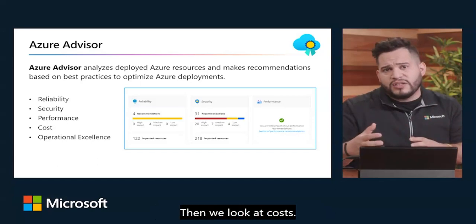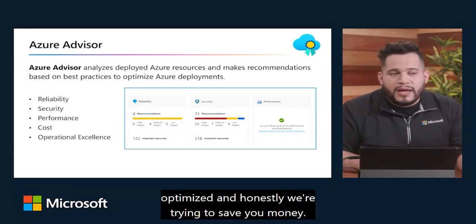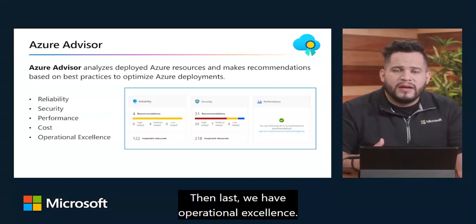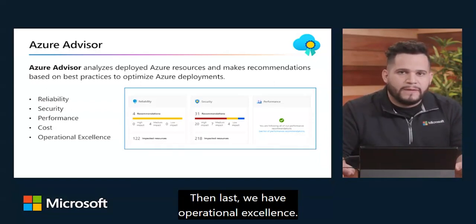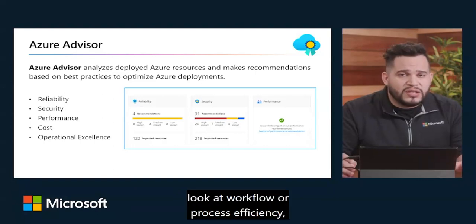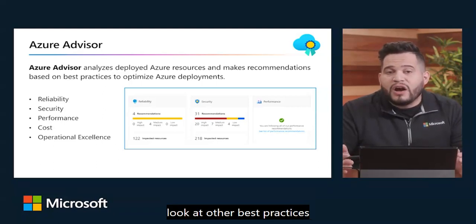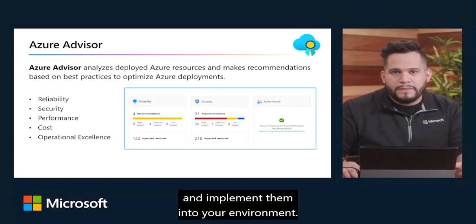Then we look at cost. Here we want to make sure that you're optimized. And honestly, we're trying to save you money. We're looking at potentially reducing your overall Azure spending. And then finally, last, we have operational excellence. Here, we want to help you look at workflow or process efficiency, which in turn can help you manage your resources and look at other best practices and implement them into your environment.